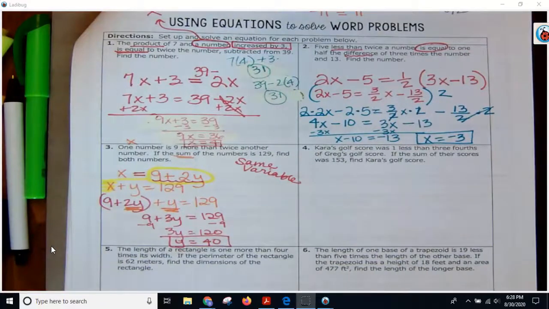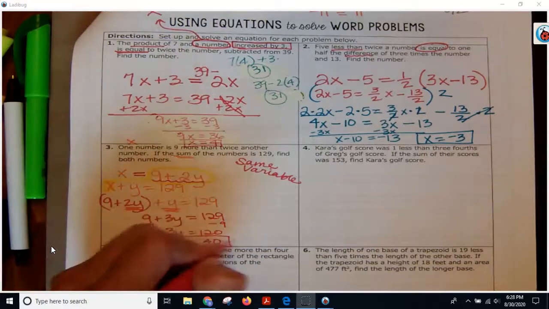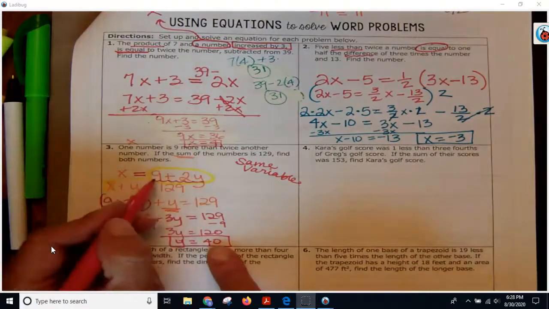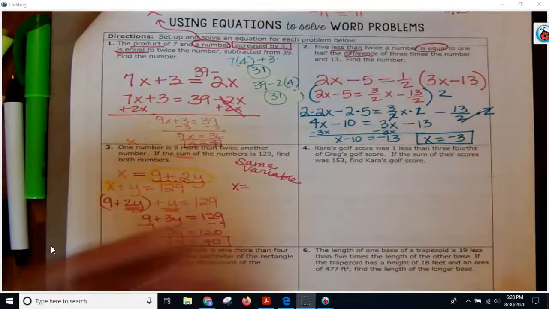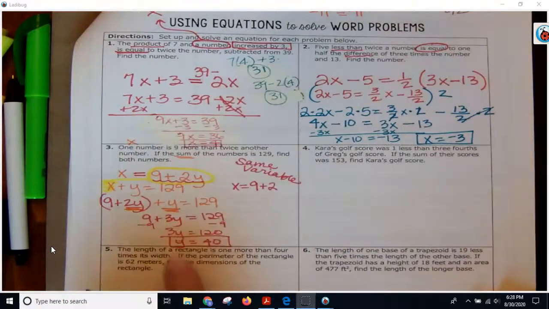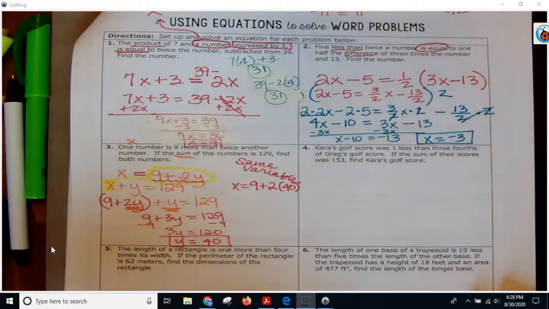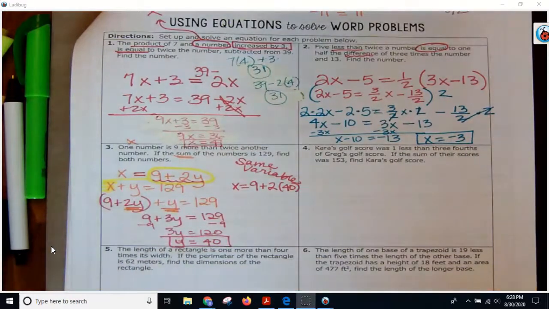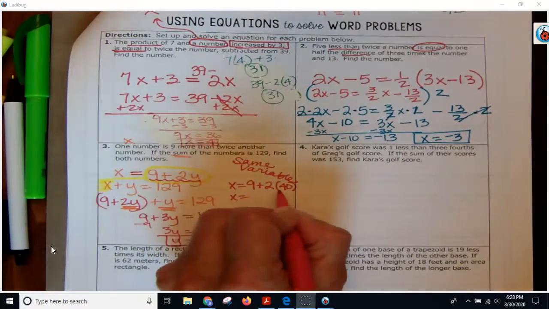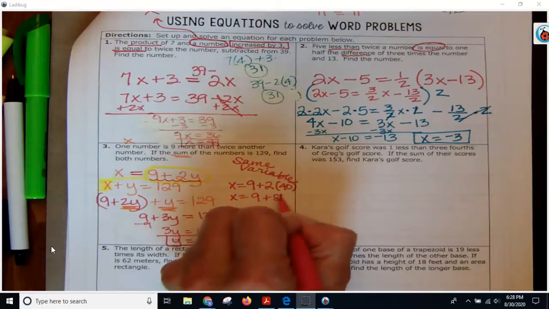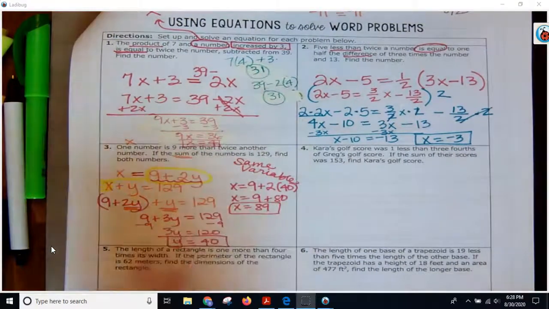Well, now I know the y. I still don't know the x. I've only figured out one of the numbers. So I can now say, well, I know that x is the same as 9 plus 2y. So I can just plug that in. X is the same as 9 plus 2 times, and now I know that my y is 40, 2 times 40. You're just substituting things in that are the same. They're equal to each other. So x equals 9 plus 80, x equals 89.